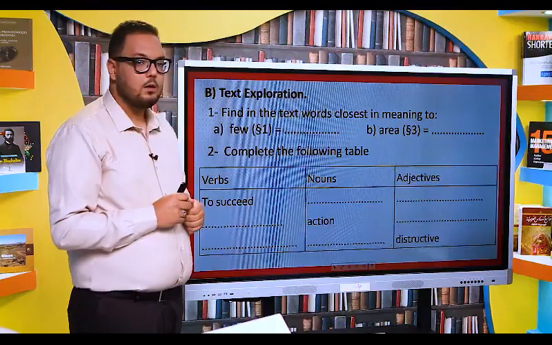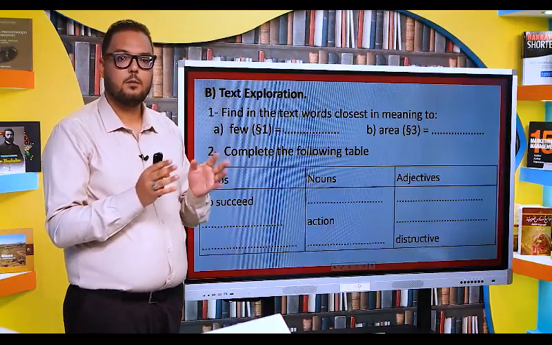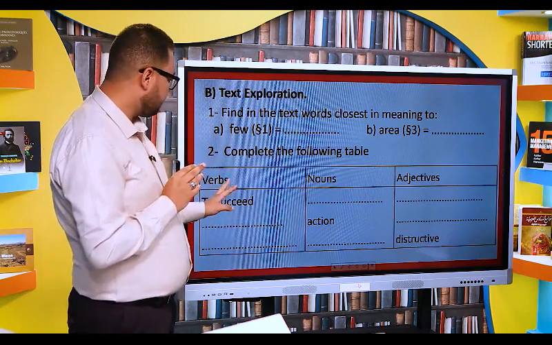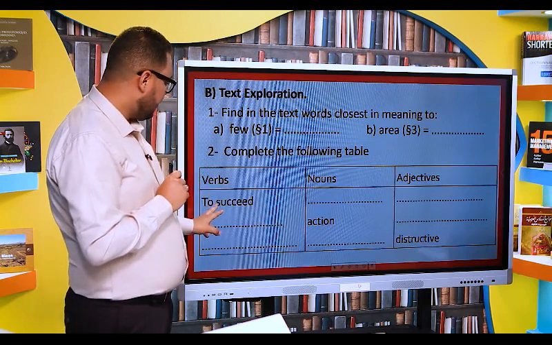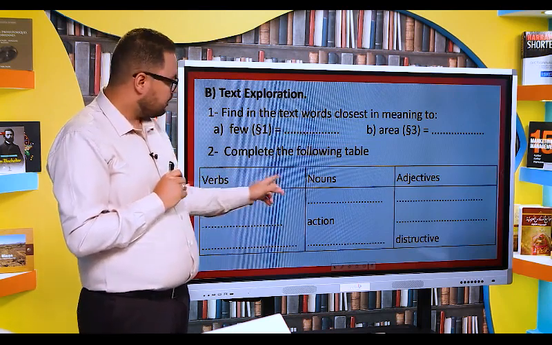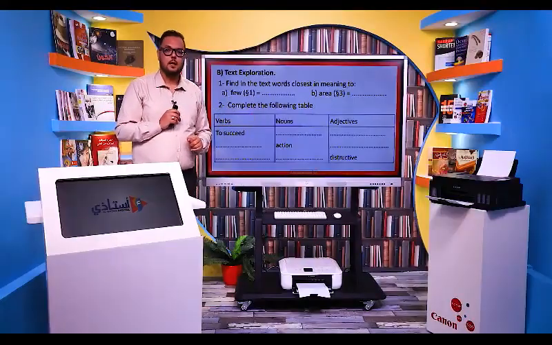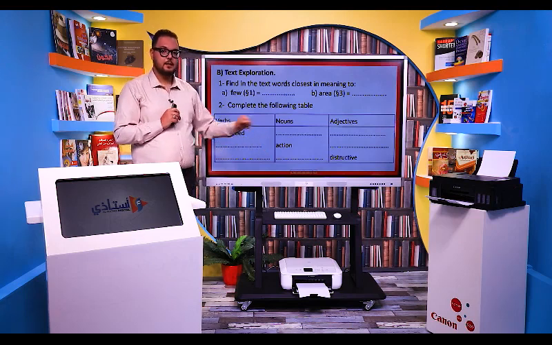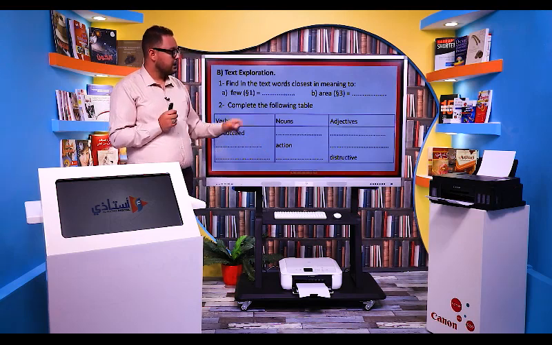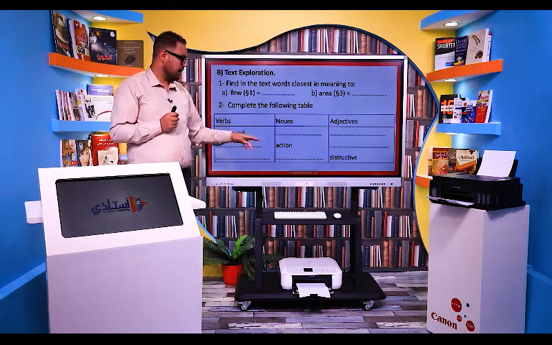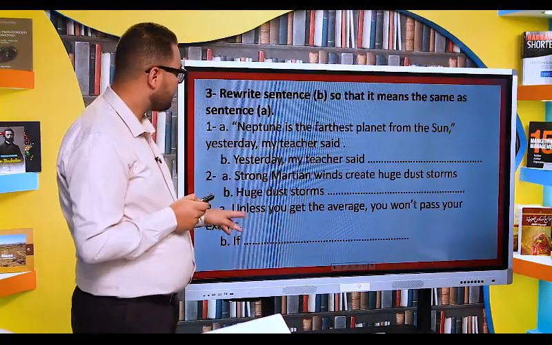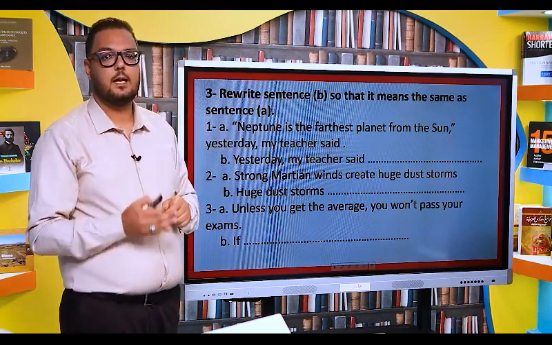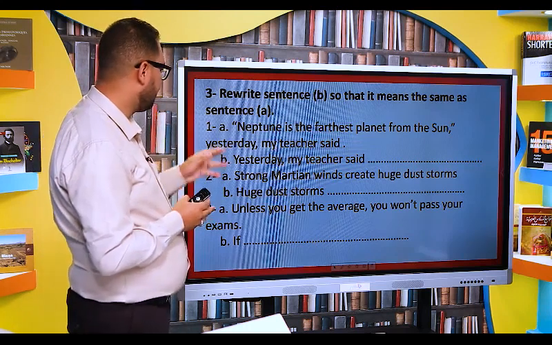Number 2, complete the following table. We have a table containing nouns, verbs, and adjectives. We have given some clues. We have the verb to succeed. Try to find its noun and its adjective. The noun action, find its verb and its adjective, and the adjective destructive, try to find its noun and its verb.